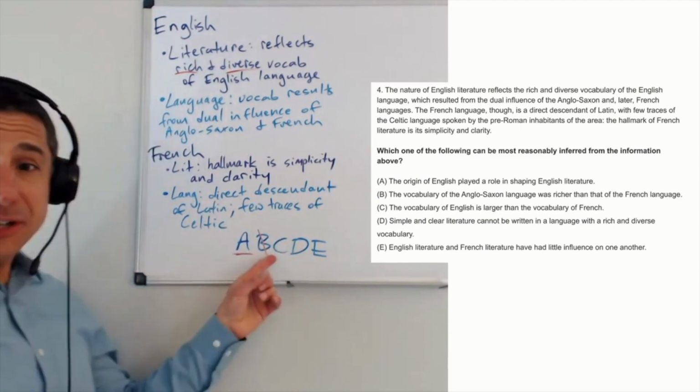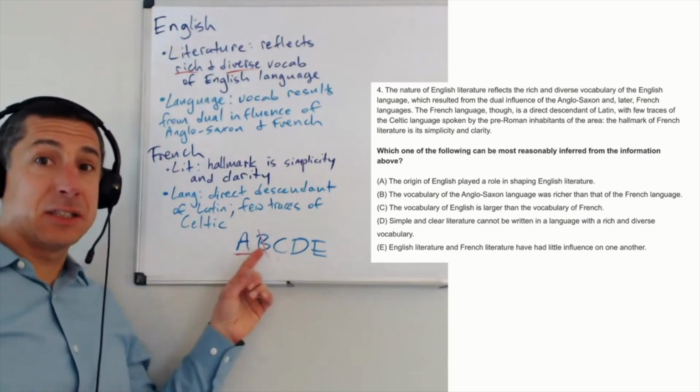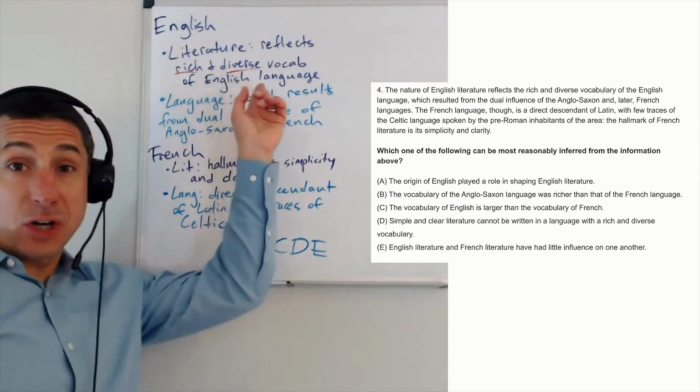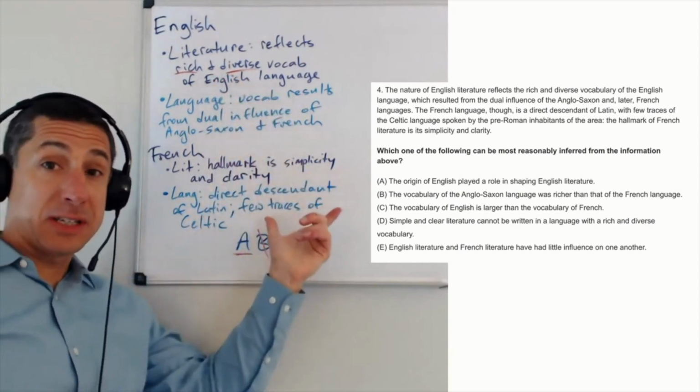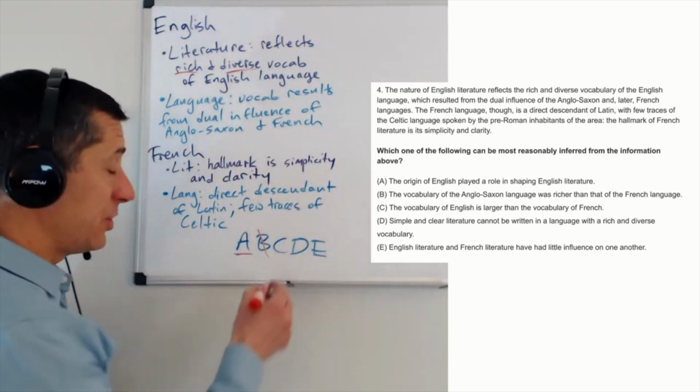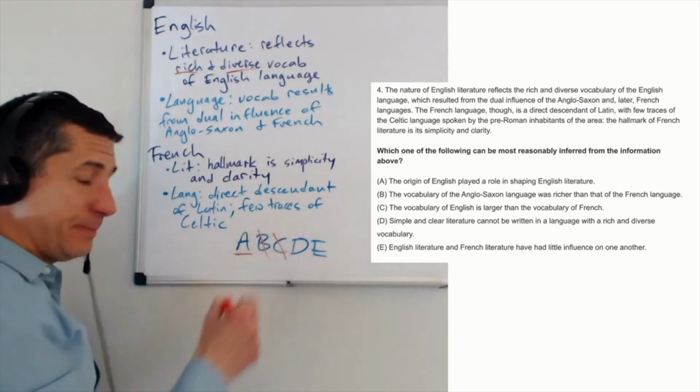So we can't actually infer that the vocabulary of English is larger. We know that it's rich and diverse. We don't know whether the vocabulary is larger or smaller or equivalent to French. Subtle, but C is out.